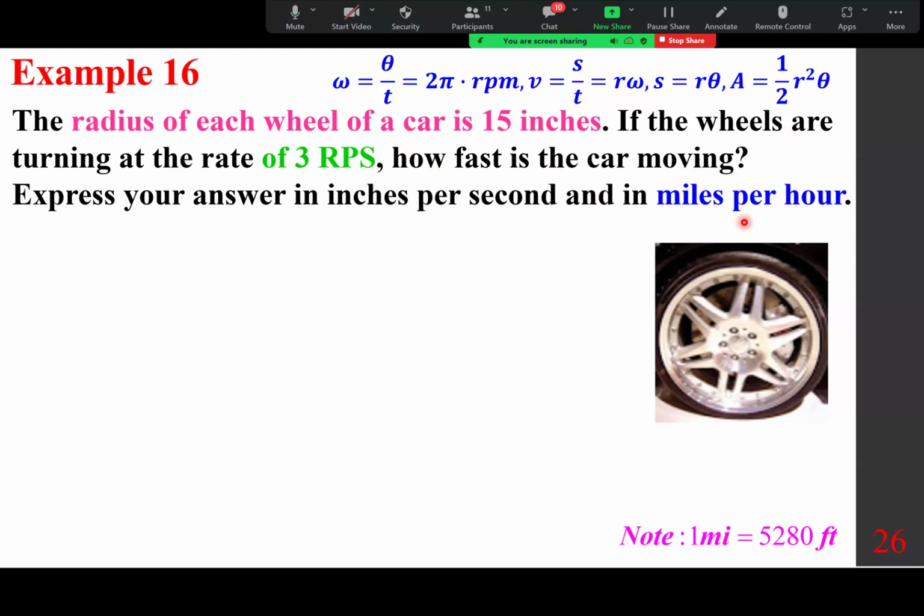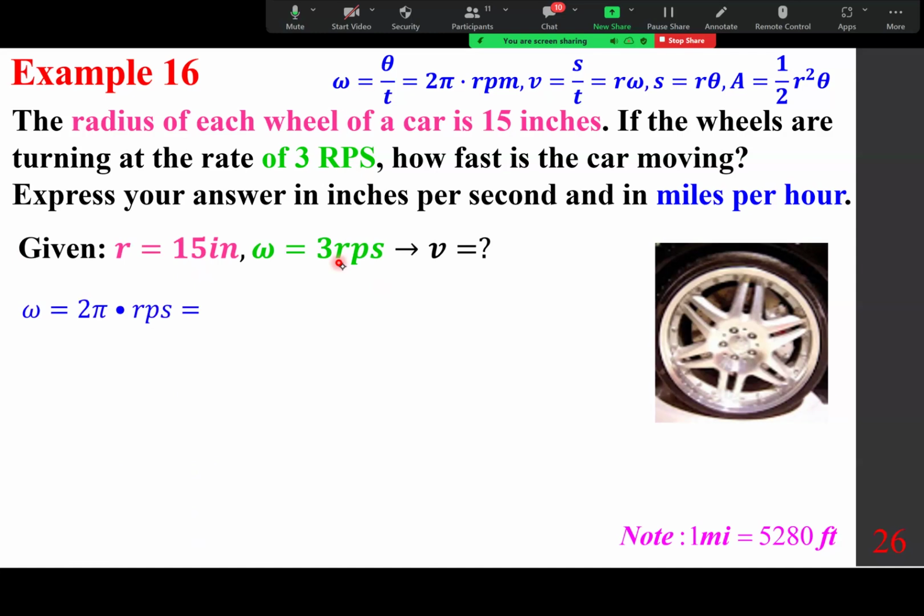Let's write the given. R is 15. Omega is 3 RPS. And we are looking for V. That's the translation. If you do that, it makes life easier. So what is given? Omega is 2 pi times 3 because this is RPS, and it makes it 2 pi times 3 or 6 pi radians per second, everybody, per second.